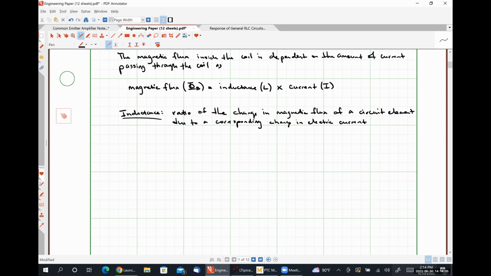So inductance L is the ratio of magnetic flux to current. And magnetic flux has units of Webers. Current has units of amperes. And I know that the overwhelming majority of you probably aren't familiar with the units of Webers. A Weber is nothing more than a volt second. So we have a volt second over ampere, and we call this 1 Henry.